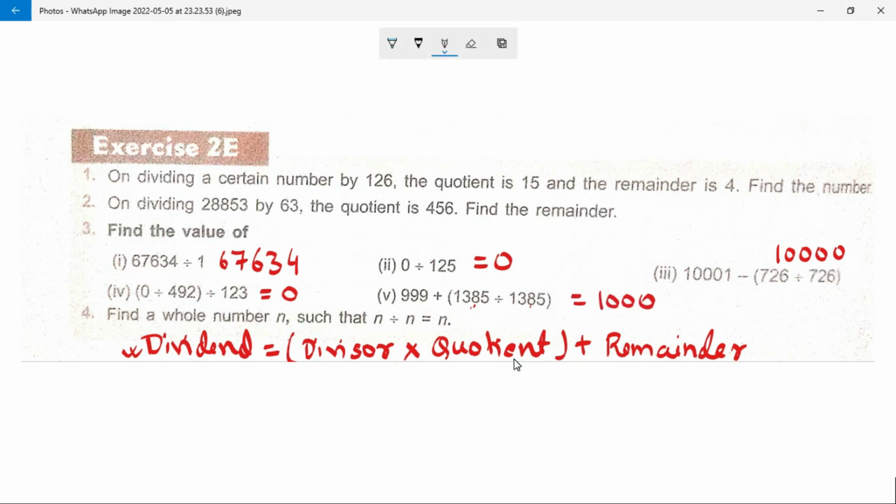So this is the end of chapter 2 also. So I hope all the exercises are clear to you. One question is left. So I hope you will answer it well. Find a whole number n such that n divided by n is equal to n. That means what same number you divide so that you get the same number. So the value of n will be 1. That means 1 divided by 1 will be 1.